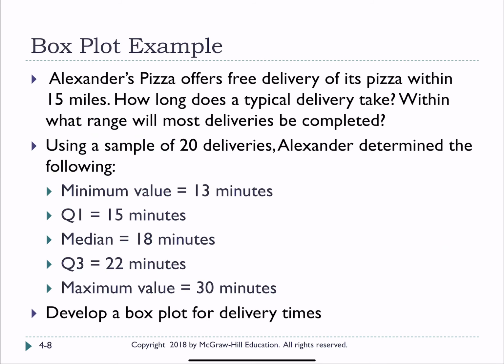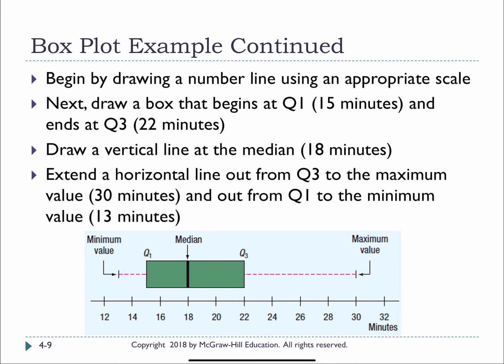So Alexander's Pizza offers free delivery within 15 miles. How long does the typical delivery take? And within what range are most deliveries completed? So he looks at a sampling of 20 deliveries, and he figured out the minimum time was 13 minutes. The max was 30. The first quartile was 15. The third quartile was 22. And the median was 18. And so we're going to draw out this box plot here.